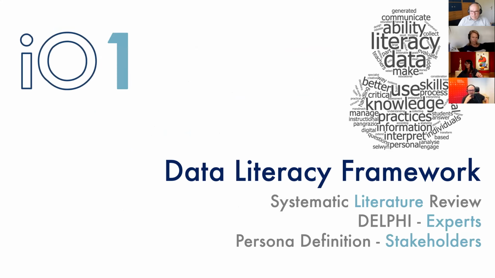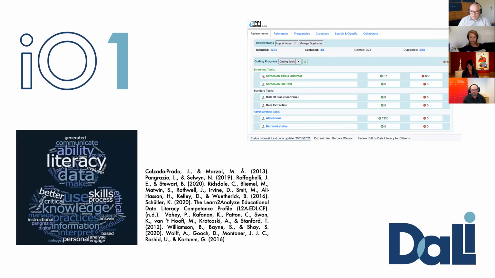So what we're doing so far is we're working on the data literacy framework. I got in contact with this project just because it's very relevant for the work that we're doing as well, but also maybe some of our work will be relevant back the other way. So we're carrying out a systematic literature review, we're doing a Delphi study of experts, and we're defining personas that can help us identify the stakeholders in our adult group.